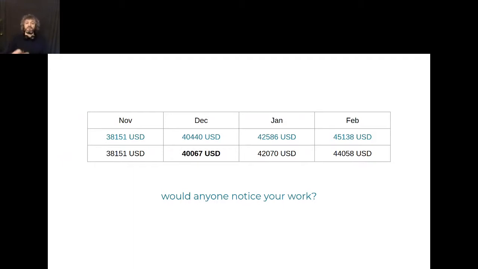Let's take a fake example. Let's say that I have a bill that is $38,000 in November, and it goes up about 5% a month for the foreseeable future. That's a growing project.